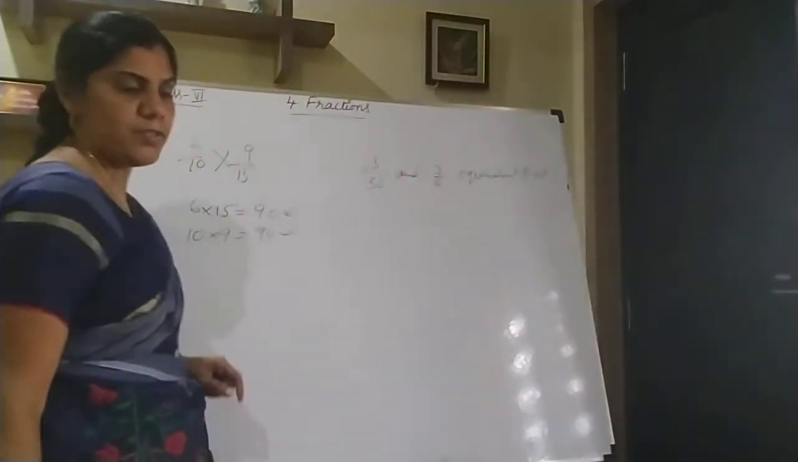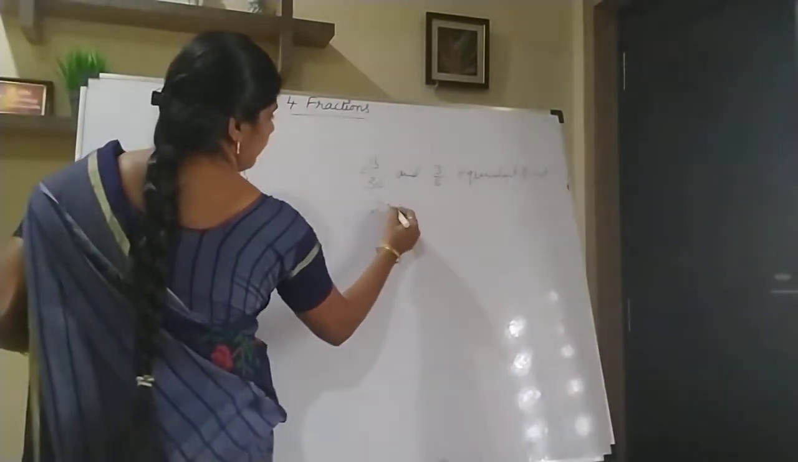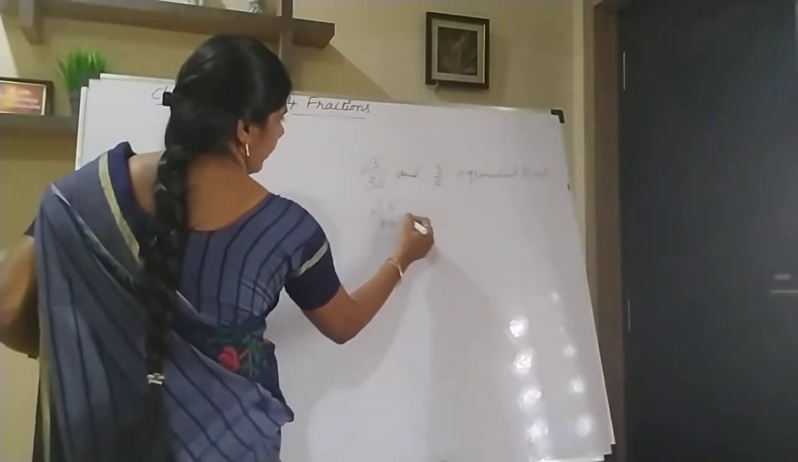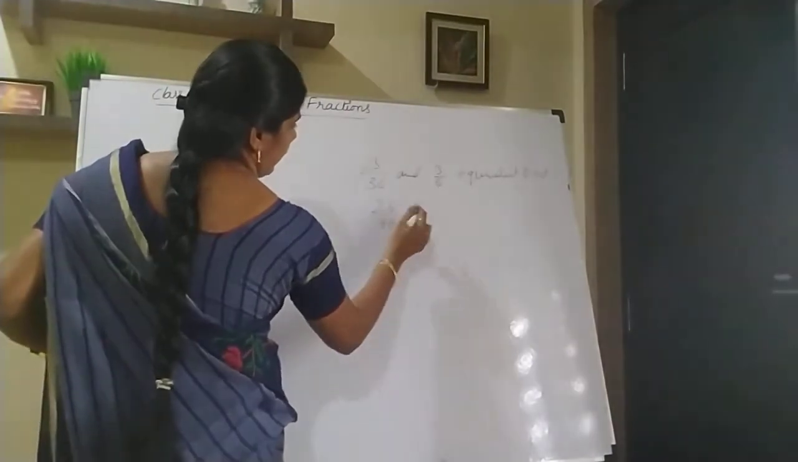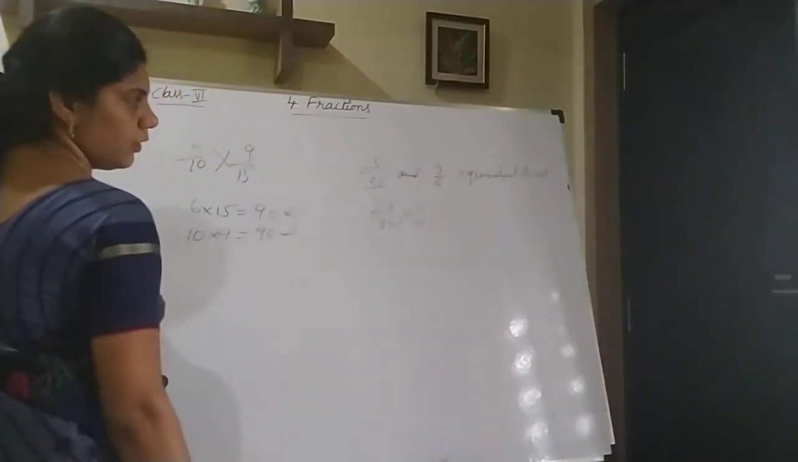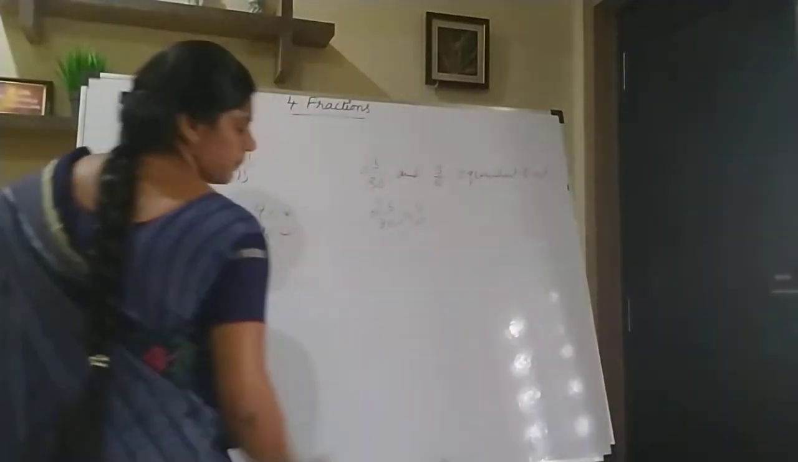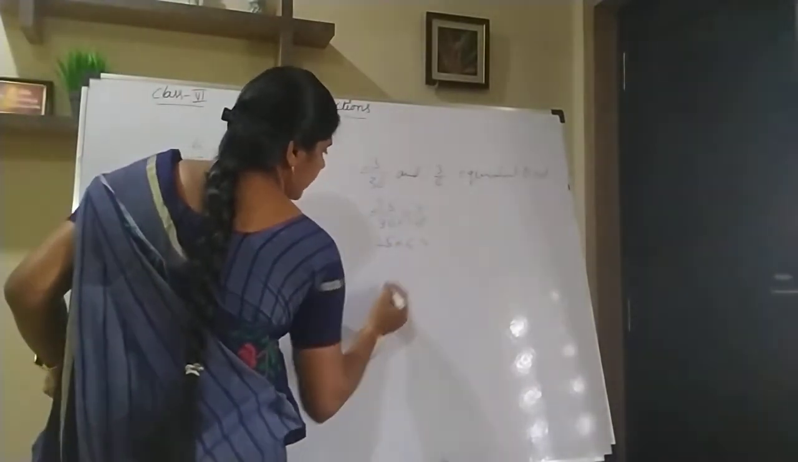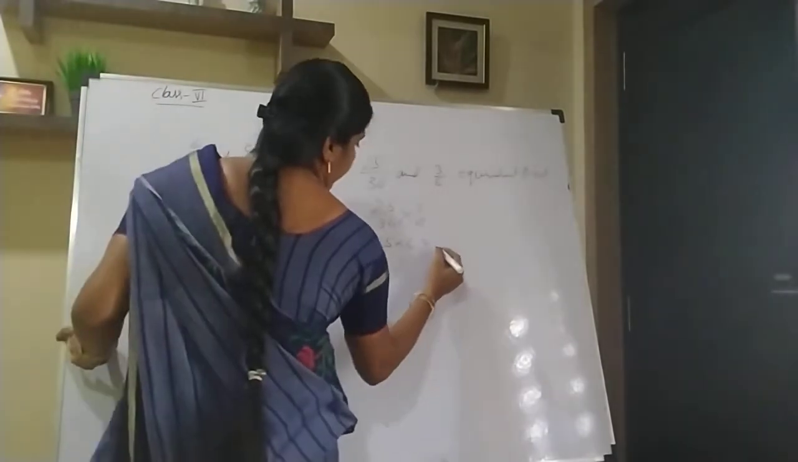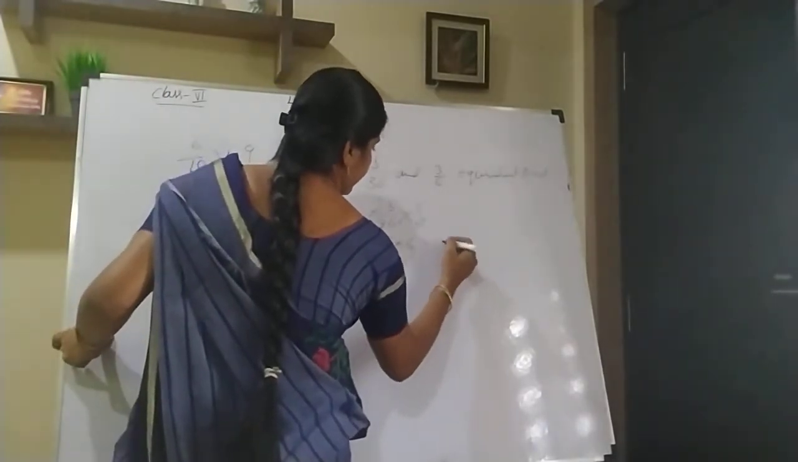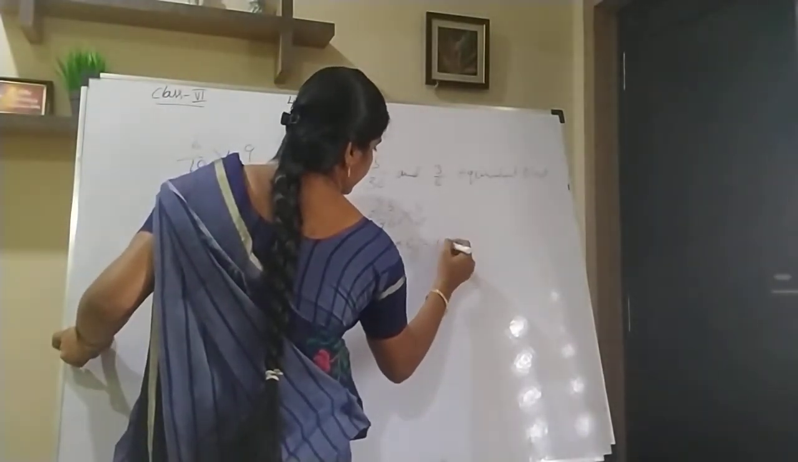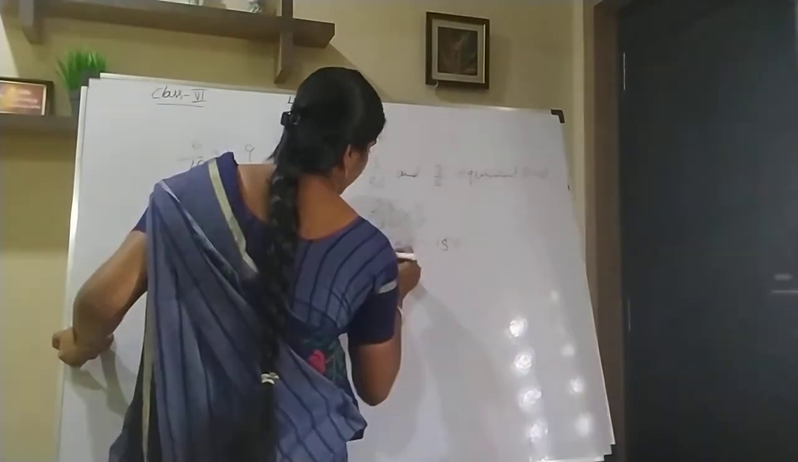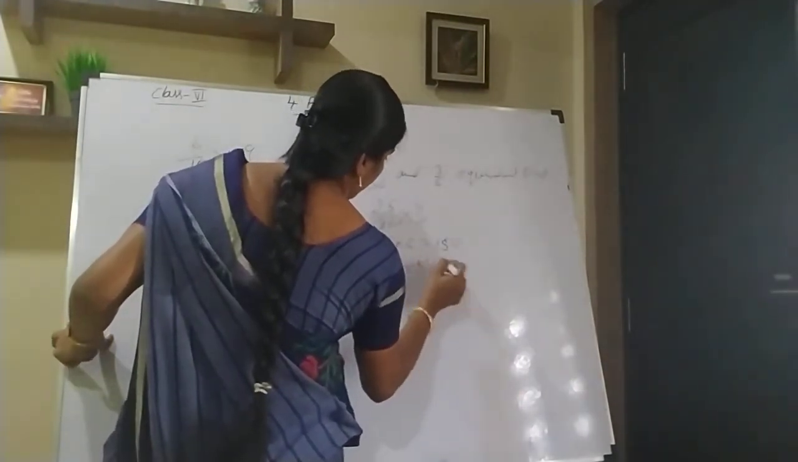Equivalent or not. Now see this one. Just simply do this cross multiplication. Okay, this one is 6. Now see 25 into 6. How much? So 150. Now see 36 into 5.